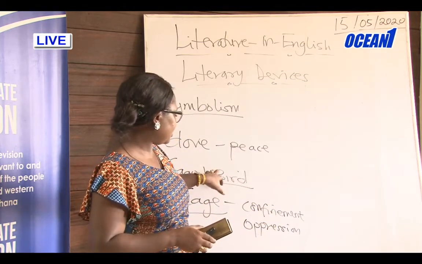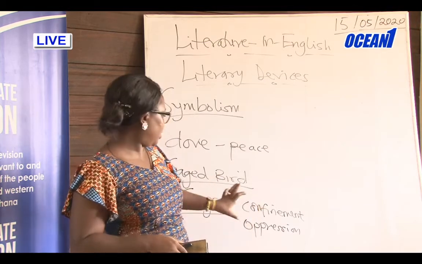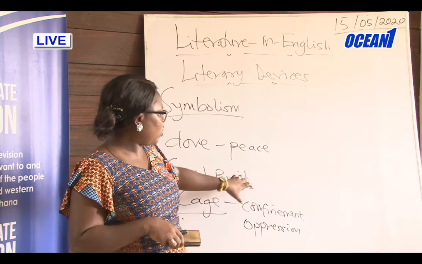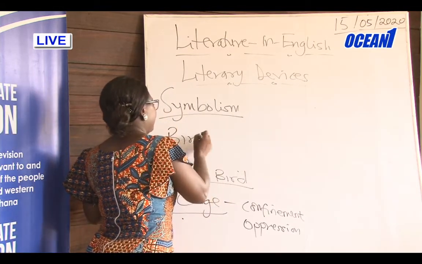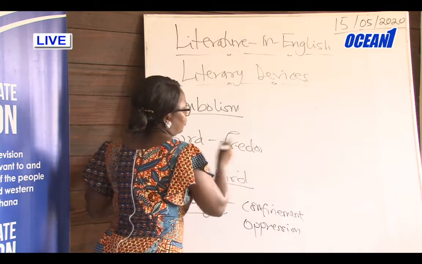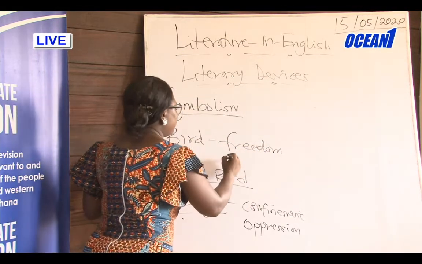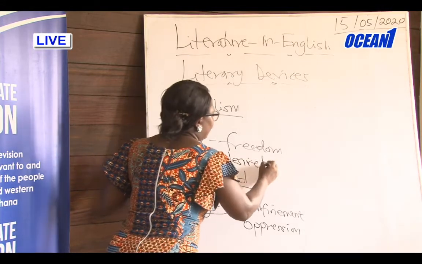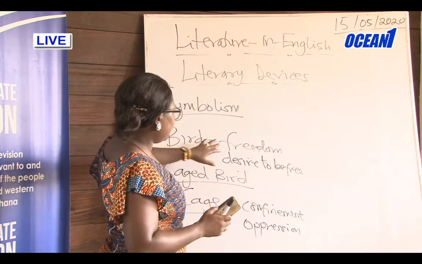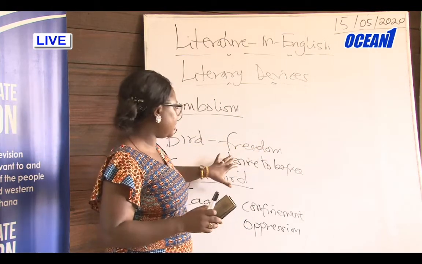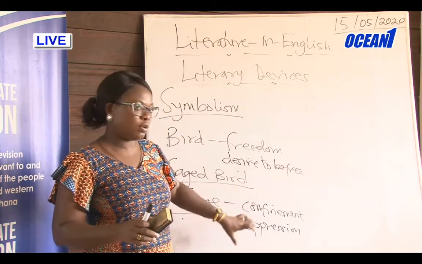And then the title itself, Caged Bird, represents a bird that is put in confinement. So if the cage here is a symbol, then the bird will also mean freedom, or the desire to be free. So, we have the bird symbolizing freedom, or their desire to be free, and then the cage symbolizing confinement or oppression.